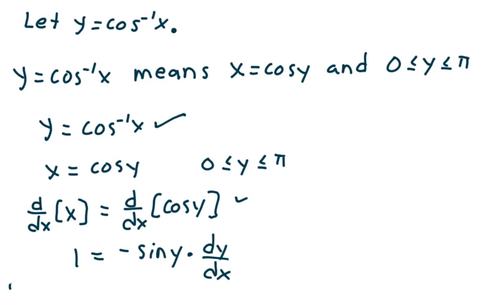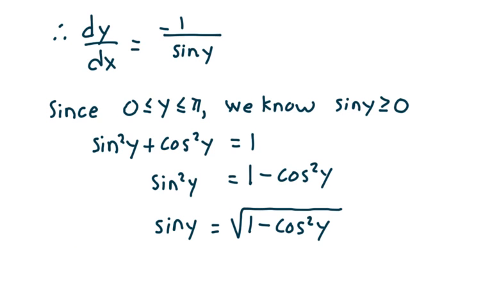So the derivative of x with respect to x is the same as the derivative of cosine y with respect to x. So 1 equals negative sine y dy dx. And if we solve for dy dx, we get the following. dy dx is equal to negative 1 over sine of y. Since y is greater than or equal to 0 and less than or equal to pi, we know sine of y has to be greater than or equal to 0.